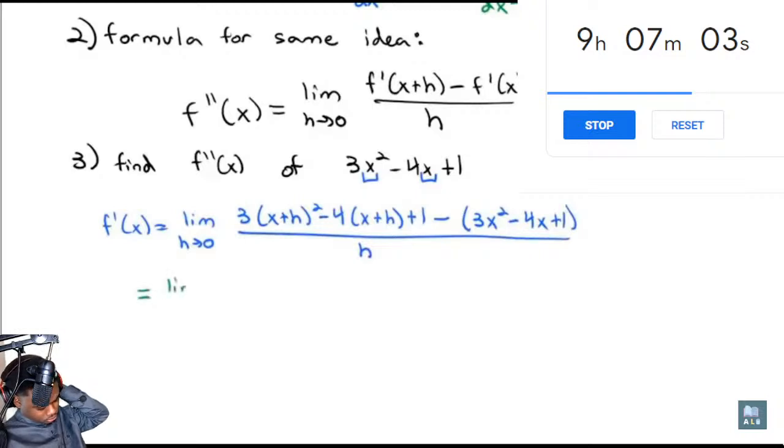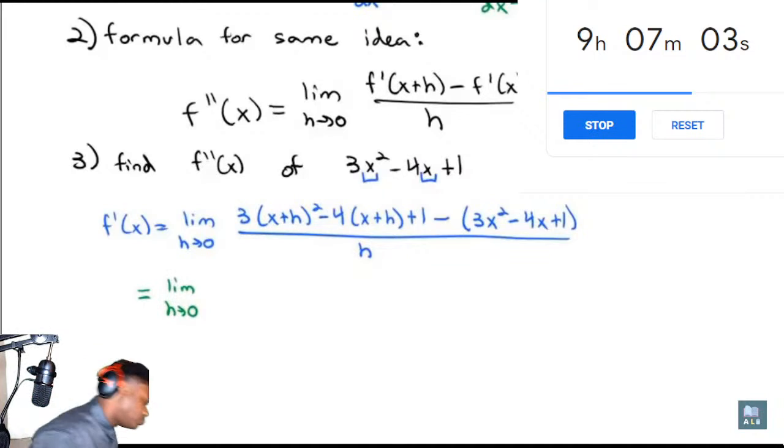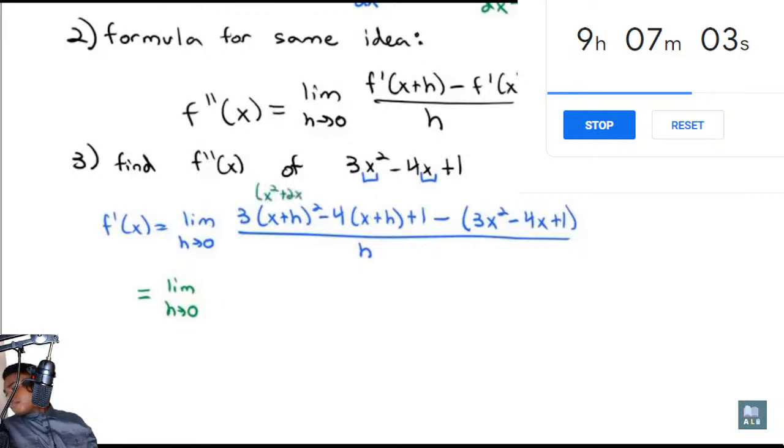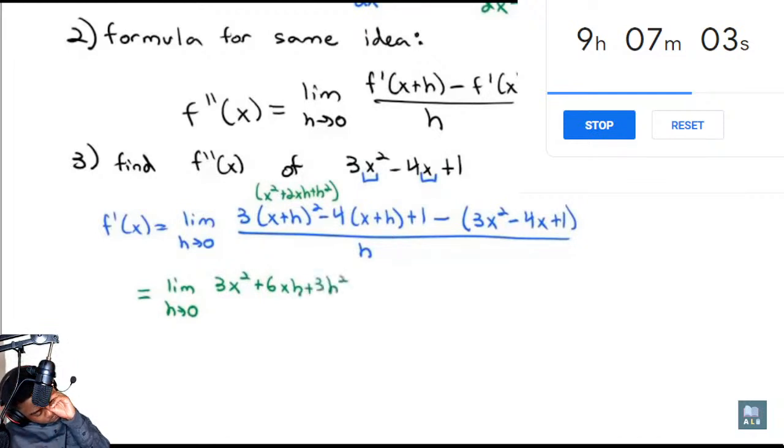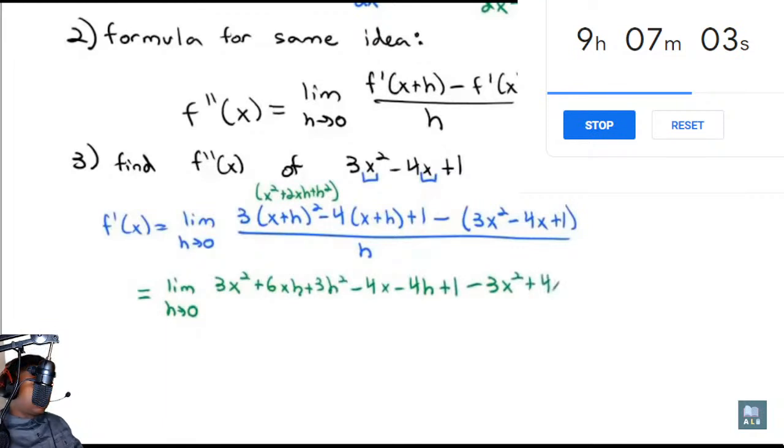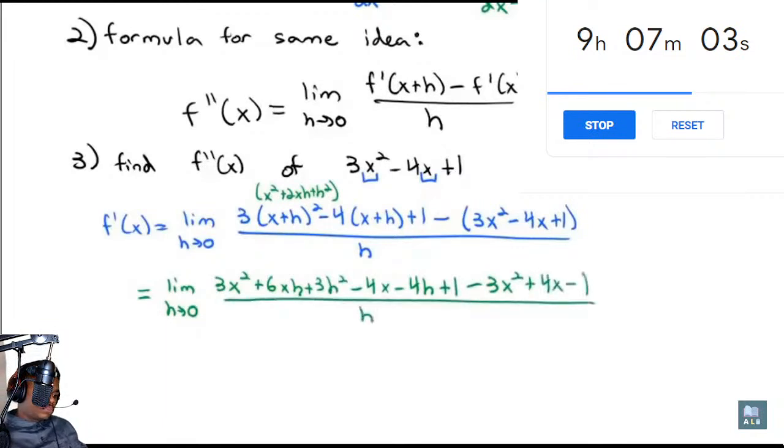which is equal to the limit as h goes to 0 of, with this first part, we have to square the x plus h and then distribute a 3 through. So I'm just going to square it off to the side here: x squared plus 2xh plus h squared. And then I'll distribute the 3 into that. So we have 3x squared plus 6xh plus 3h squared. Distribute the negative to get negative 4x minus 4h plus 1. Distribute the negative through to get negative 3x squared plus 4x minus 1, all over h.